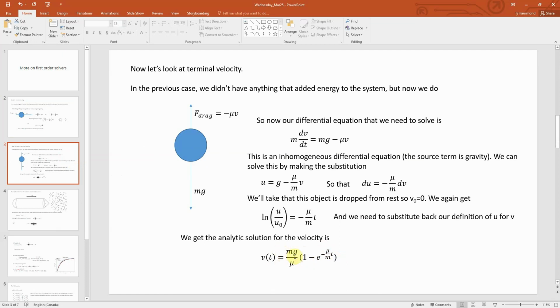And so that means that as t goes to infinity, this reaches mg over mu. So there ends up being a terminal velocity that's mg over mu, as opposed to the previous case, where the terminal velocity, or the velocity when t goes to infinity, is 0. So that's the difference between having a source term and not having a source term. So that's the analytic expression for linearly proportional drag with gravity.